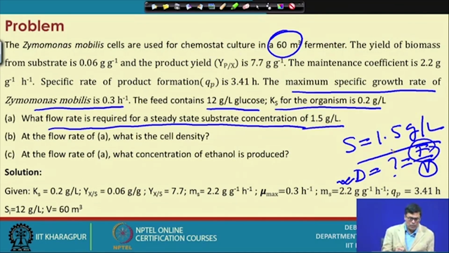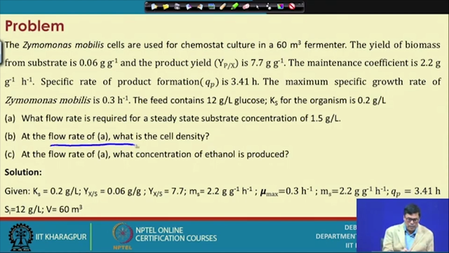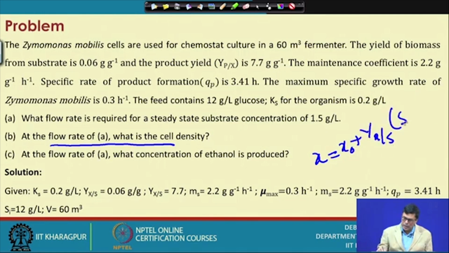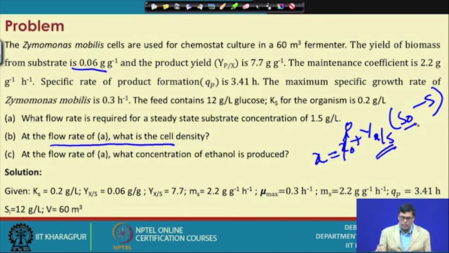So, this problem can be easily solved, and then the next part of the problem: at the dilution rate of A, what will be the cell density? So, X equal to what? X equal to usually X0 plus Y, X0 minus S0 minus S. Here, if we consider the sterile feed, then X0 should be equal to 0. Then Y X by S, the cell yield, is already given here, the S0 value we know, and S we also know.